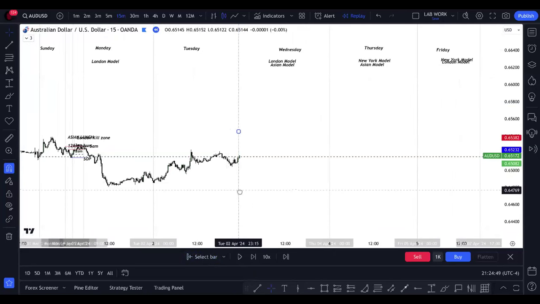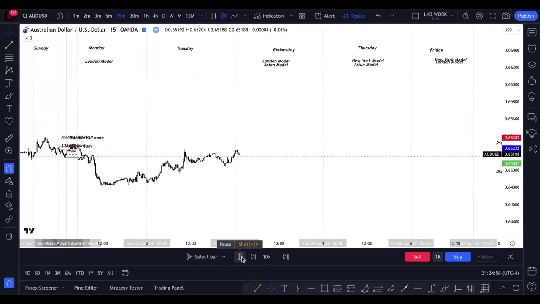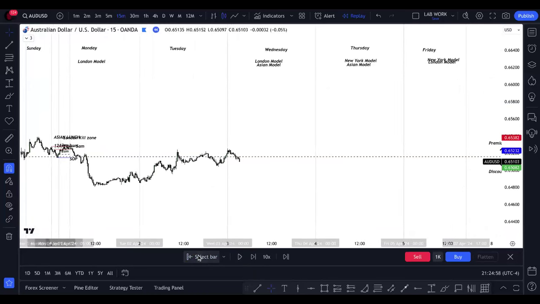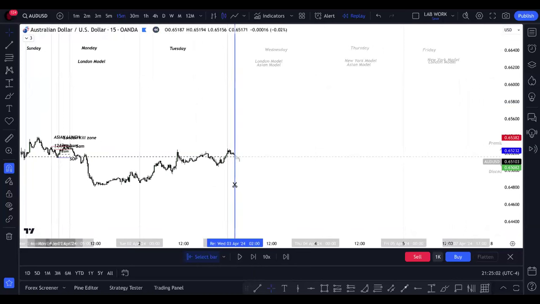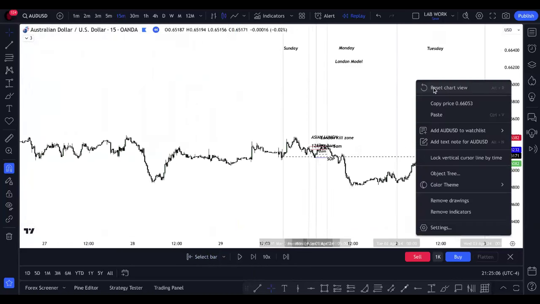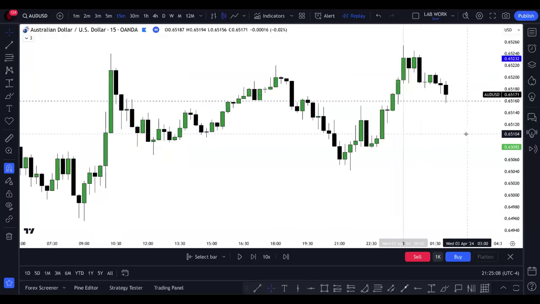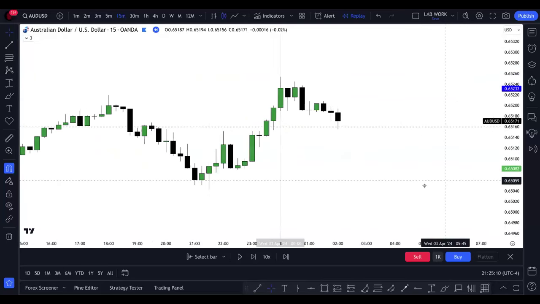This is not proper. There we go. Let's play that forward. Stop. See right here, so we got what we're looking at right here. It's the same premise. Don't change nothing.